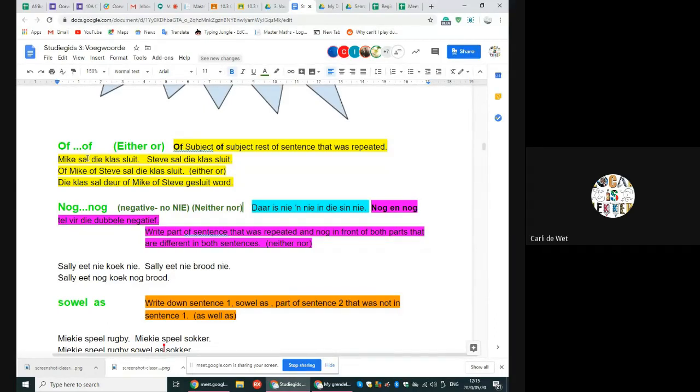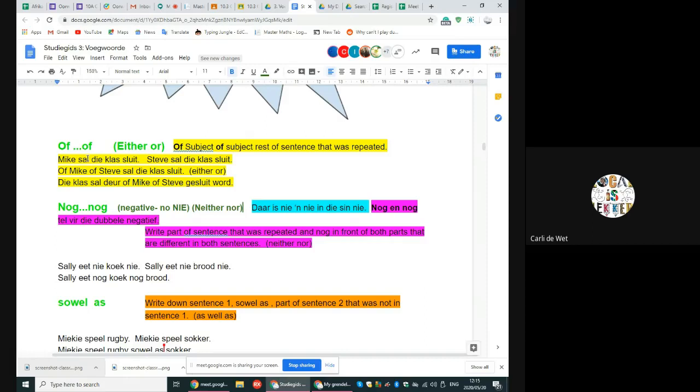So you will have 2 sentences where a part of those 2 sentences are exactly the same. So there's 2 ways to do this. Either where you have to start with of, or where of is in the middle. And you do it exactly as in English.